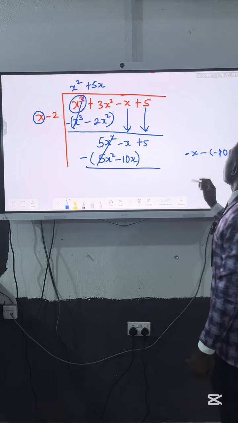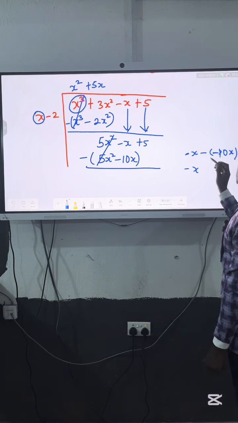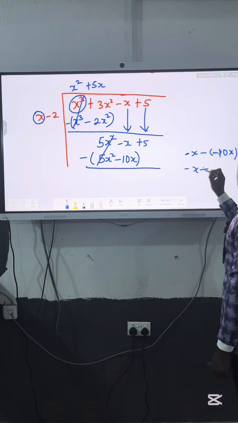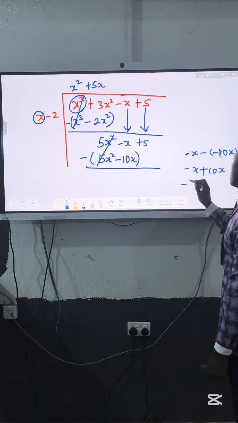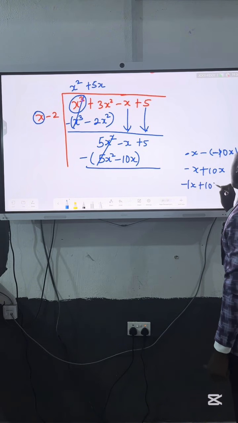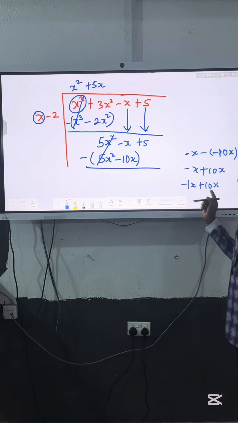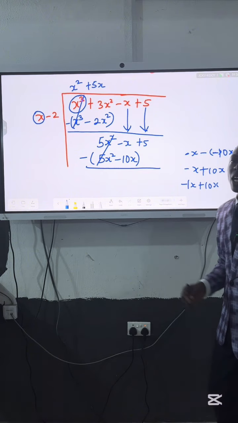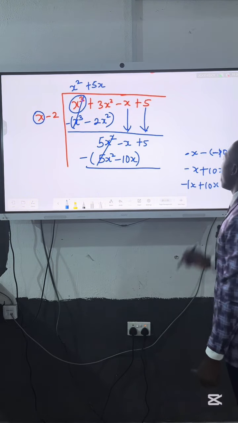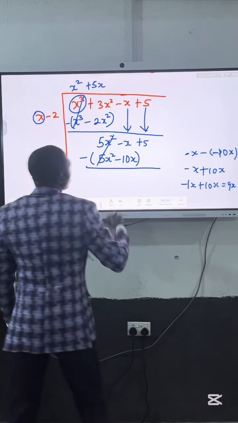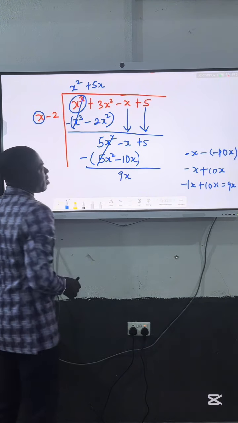Minus 10x. So you have negative x, then negative into negative 10. Negative times negative 10 will give you plus 10x. Okay? So this one can be written as minus 1x plus 10x. You are owing 1 something, now you have 10 of that thing. If you remove 1 and pay back, you will now be having 9. Alright, so that means you have 9x, or you say plus 9x. That means this one minus this one will give us 9x.